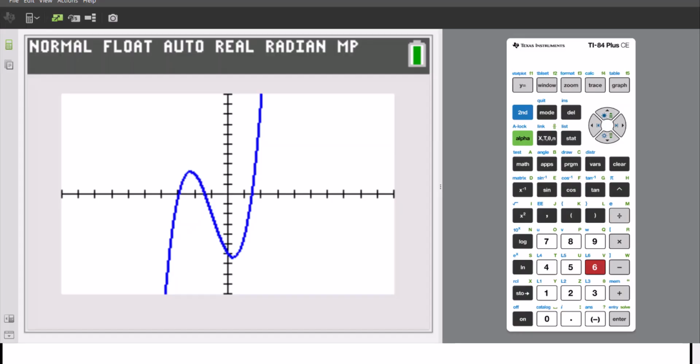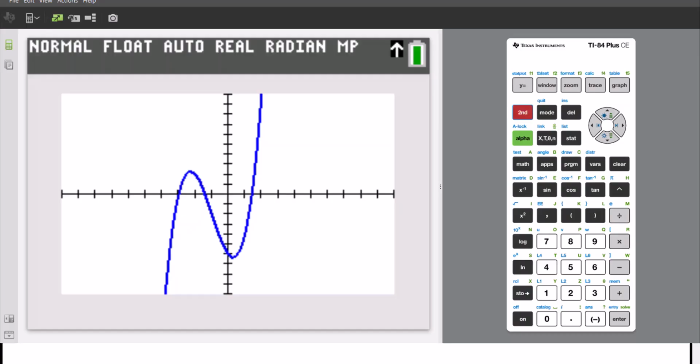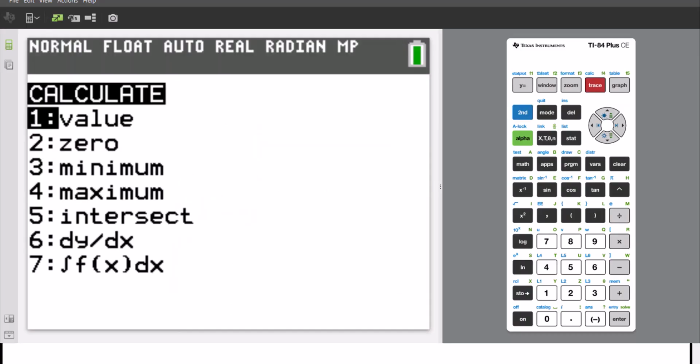So what do we do next? We click second, and then we click the trace key, which is on the top row on our calculator. That opens up the calculate menu. We needed to click second first because calculate is in blue or yellow depending on your calculator type. In my case, it's blue. That gets me into this hidden menu where there's value, 0, minimum, maximum, and so on. I am looking for the zeros of the function, so I'm going to select option number 2 from this list.